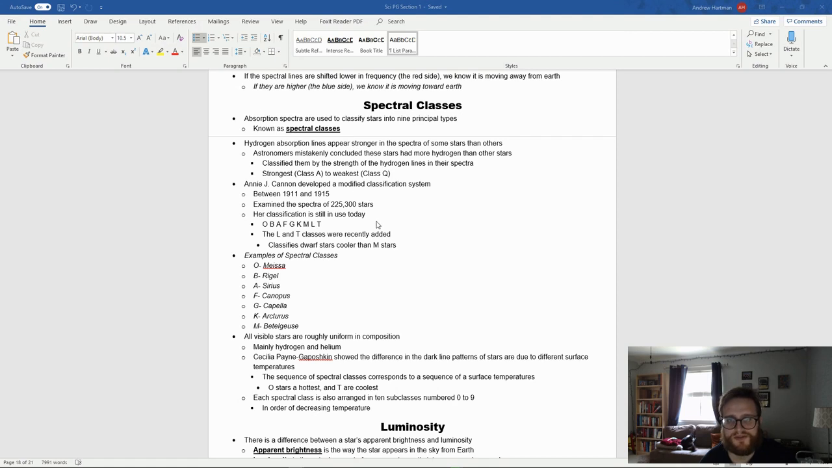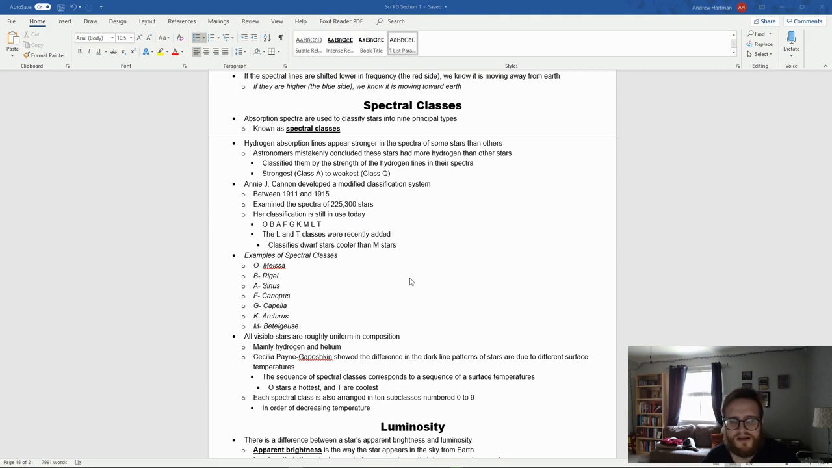So the absorption spectra, right? We talked last episode about how different stars can emit and absorb different spectra. These are known as the spectral classes. There are 9 principal types. The original way that these types were created is because of the way hydrogen absorption lines appear stronger in many stars than in others. Astronomers concluded at the time that these stars therefore had more hydrogen than other stars, and classified them by the strength of those hydrogen lines in their spectra, with the strongest being class A and the weakest being class Q. Class Q got removed at some point.